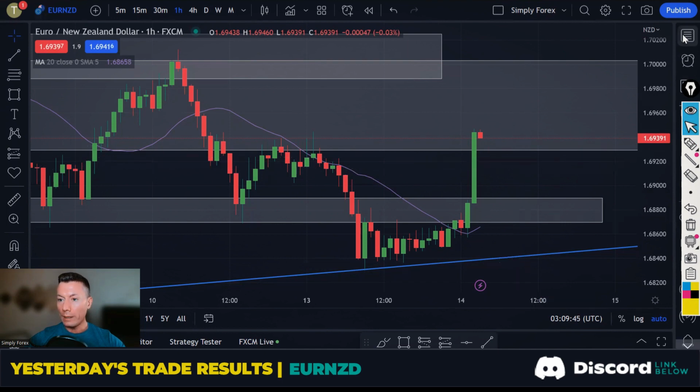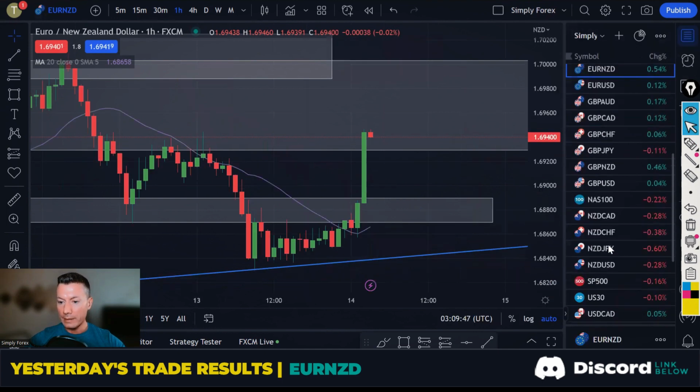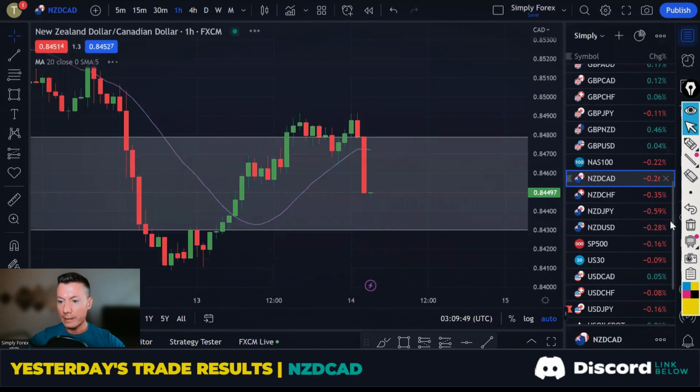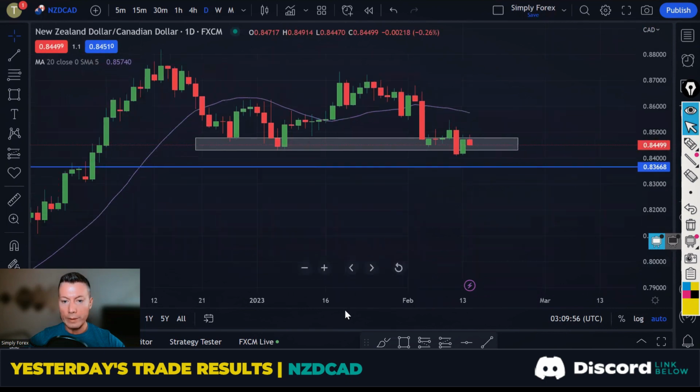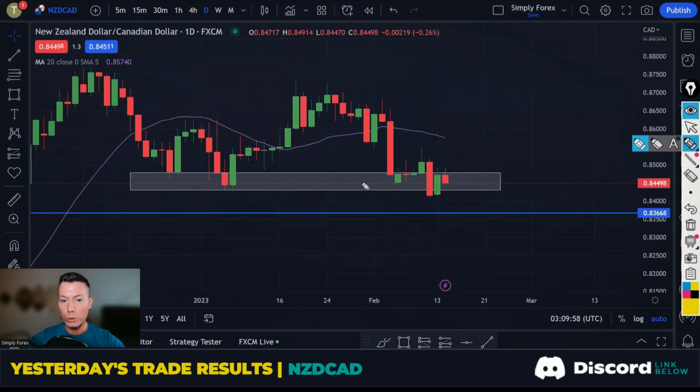And then the final one was this from yesterday, New Zealand dollar against the Canadian dollar. This was the last trade from yesterday. So what were we seeing, guys? We were looking for shorts. All right. So yeah, price did come up.